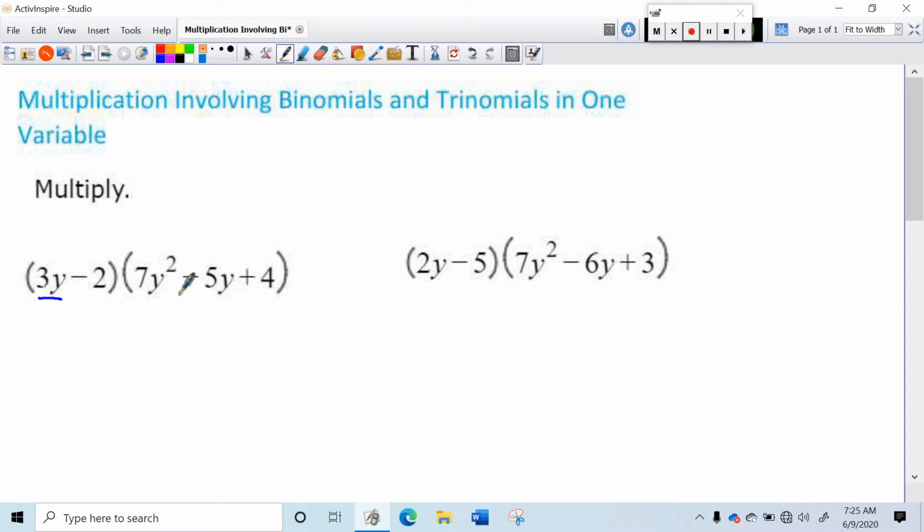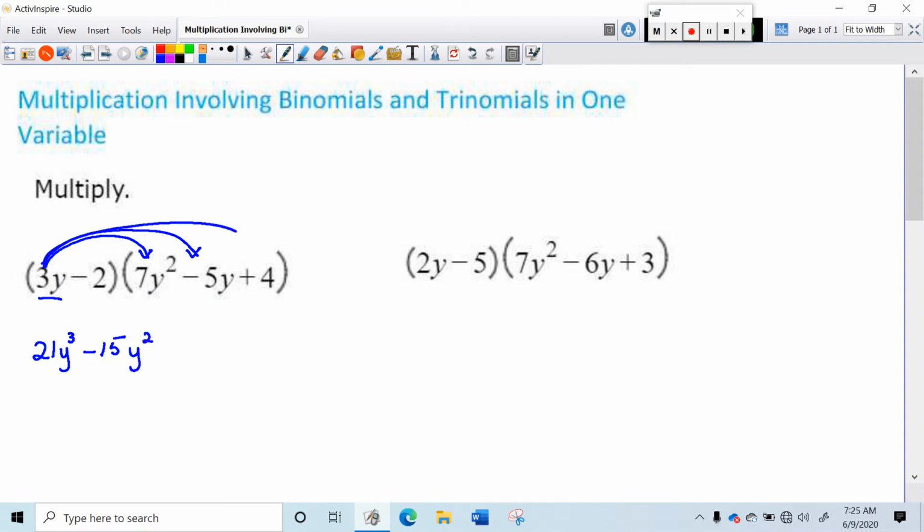So this 3y has to go with everything inside here. So I'm going to multiply. So 3 times 7 is 21. And I have a y here and 2 y's here, so that's a total of 3 y's. Then you distribute the 3y to the negative 5. So 3 times negative 5 is negative 15. I have 1 y here and 1 y here, so that's a total of 2 y's.